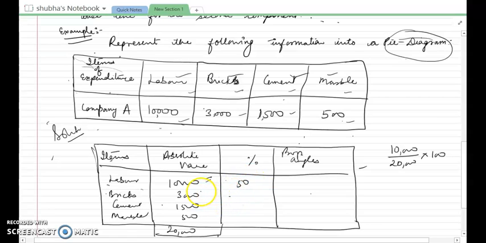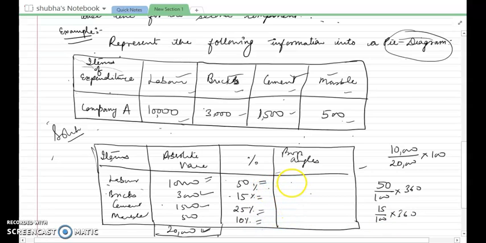And then 3,000, again same, 3,000 divided by 20,000 into 100, 15%. 1,500 divided by total 20,000 into 100, 25%. And then same with 500 divided by 20,000 is 10%. Now we have to convert it into degrees. Now 50% of 360. What we have to do is 50 upon 100 into 360. Same with this, 15 upon 100 into 360. Again 25 upon 100 into 360. 10 upon 100 into 360.